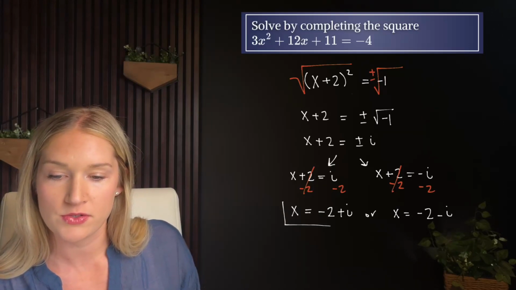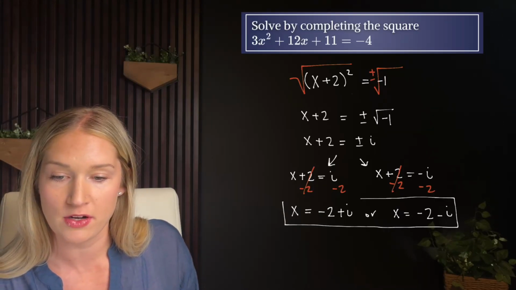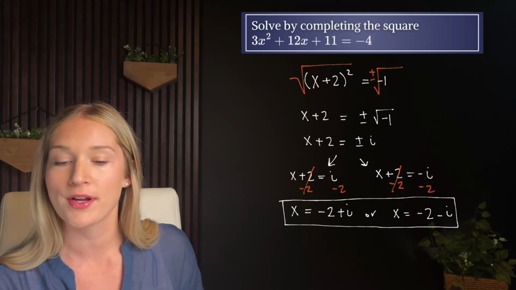So my 2 solutions, though they are both imaginary, are negative 2 plus i or negative 2 minus i.